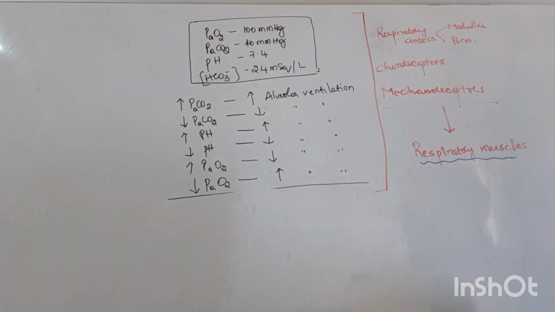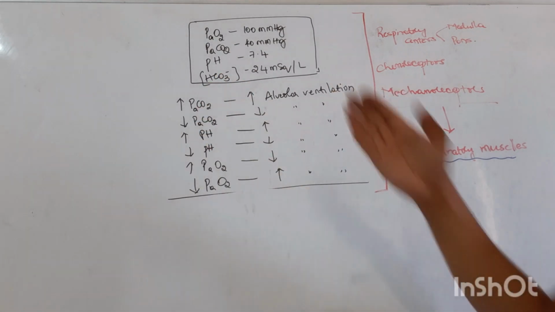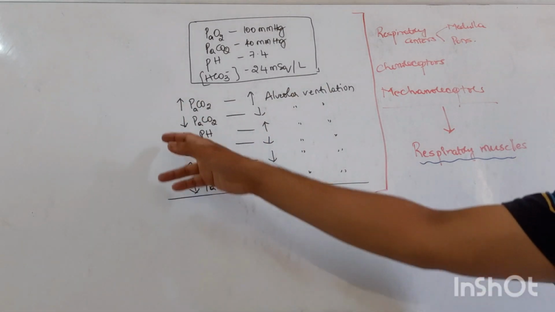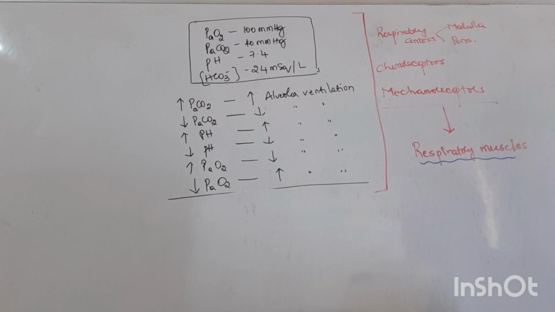So whenever there is increased partial pressure of carbon dioxide, it increases the alveolar ventilation. When it decreases, alveolar ventilation decreases. Whenever the pH increases, there is a decrease in the alveolar ventilation. However, whenever there is increased partial pressure of oxygen, it decreases the alveolar ventilation. Whenever it is decreased, it increases the alveolar ventilation.